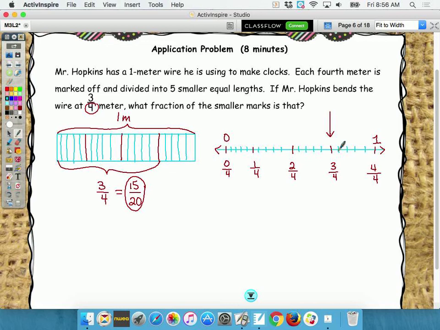Okay, so if I have 3/4, and let's just say I didn't know the answer, I would count by 5s, right? 5, 10, 15, 20. And then 5, 10, 15. So that's 2 ways to solve the same problem.